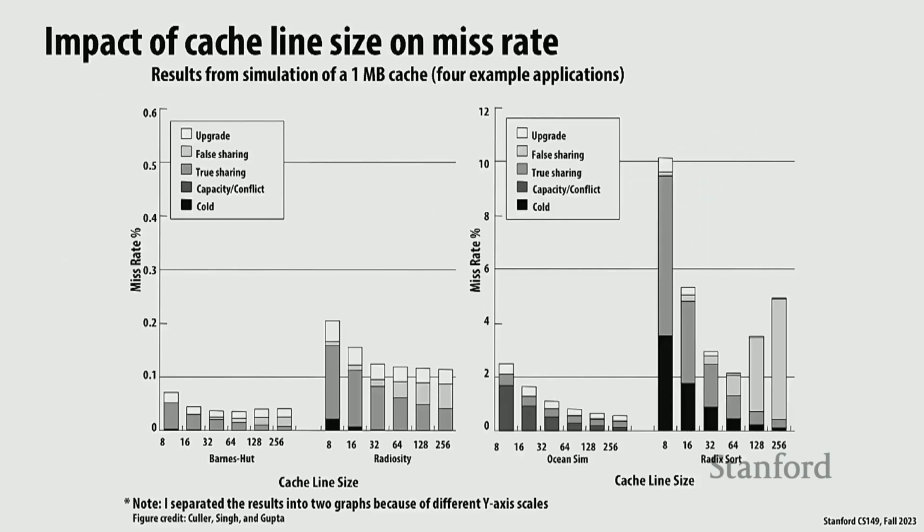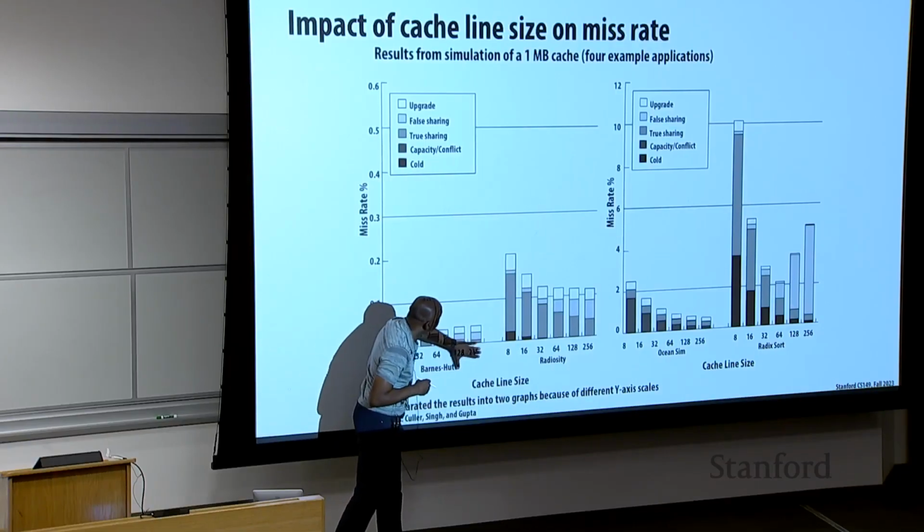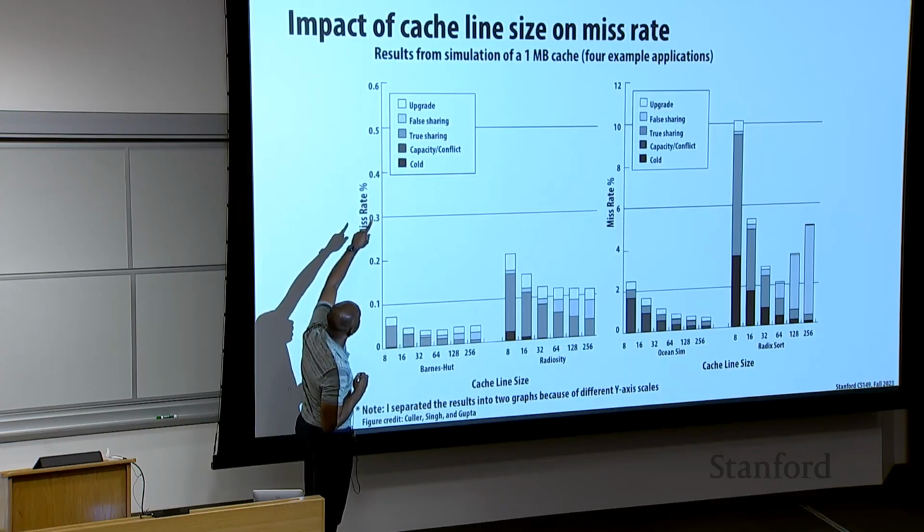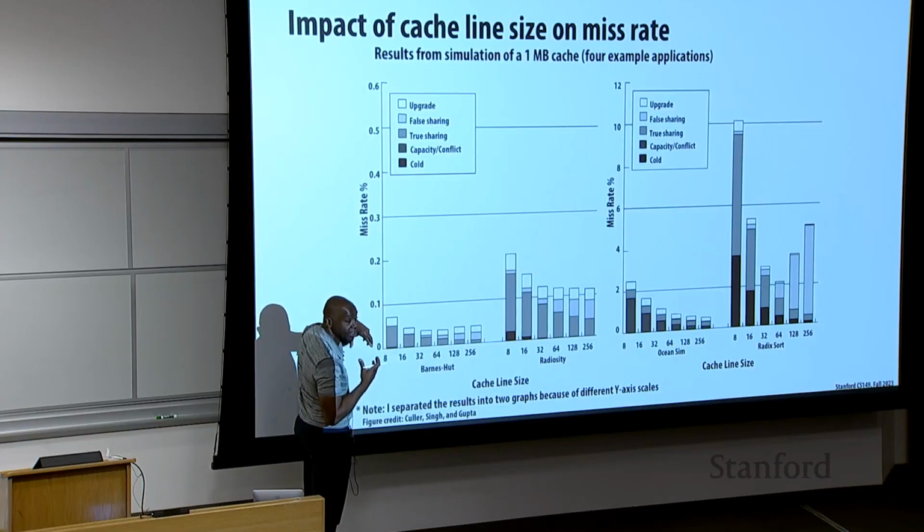Here's some data from some old benchmarks that were first written at Stanford probably around 30 years ago, but are still being used. This is data showing miss rate for different cache line sizes, for different types of misses, right? So you've got cold misses, which we talked about, capacity and conflict misses, which we've talked about, then true sharing misses, where the data is actually shared, and false sharing misses, where the data is only shared because it happens to land on the same cache line.